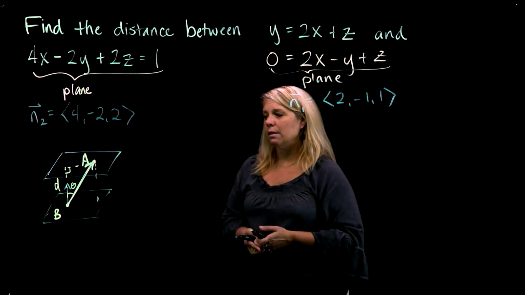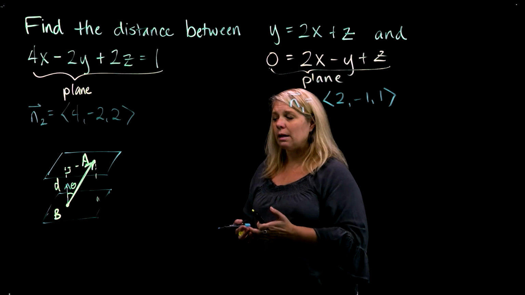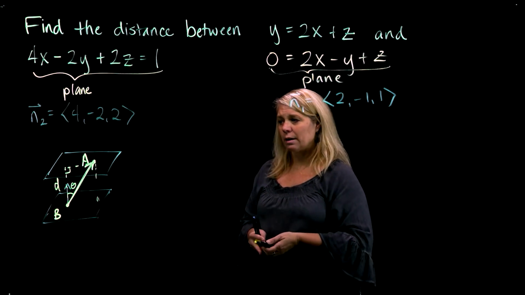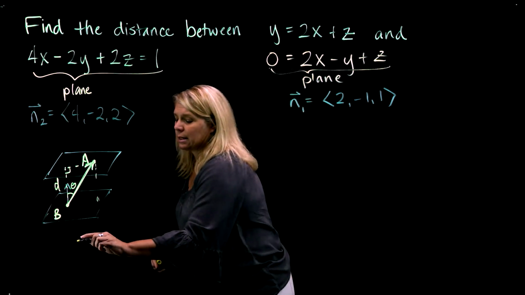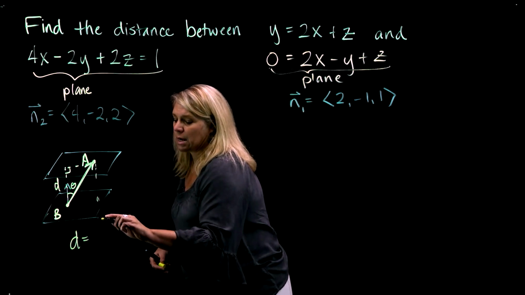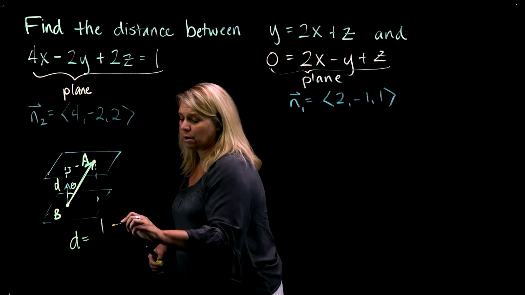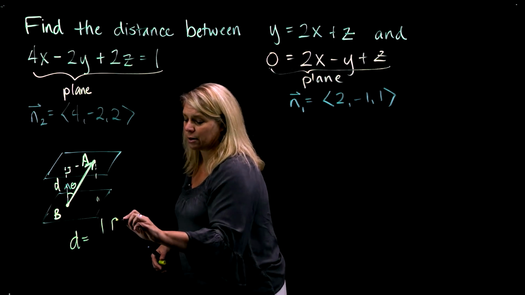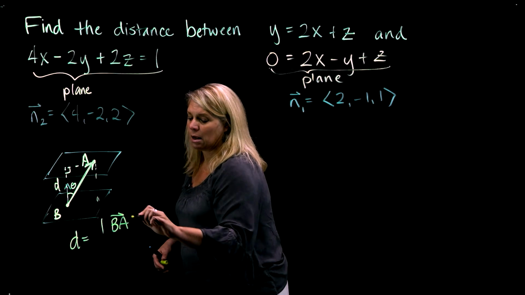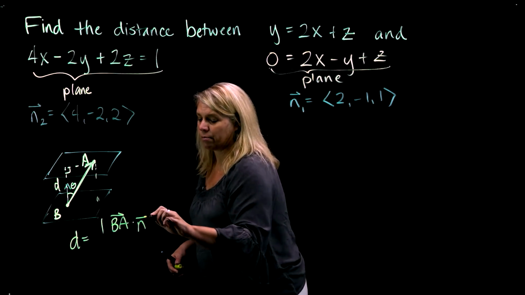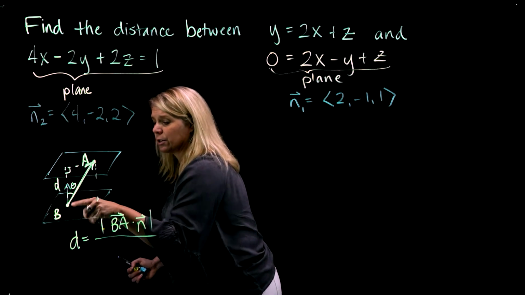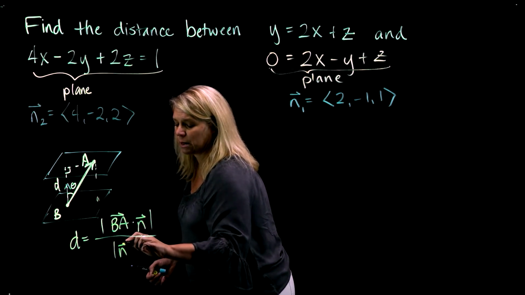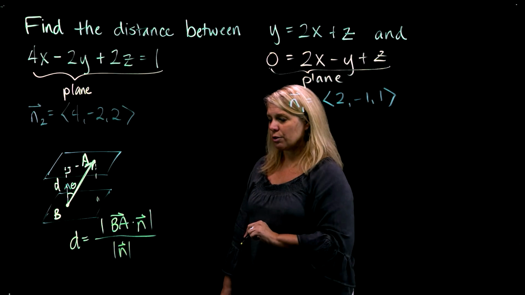And so thinking about labeling that right triangle in terms of dot products and cross products, that would be the dot product here. So that distance would be the absolute value of the dot product of the vector BA with N, divided by the magnitude of the vector you're projecting onto on that adjacent side. So that would be the magnitude of N.